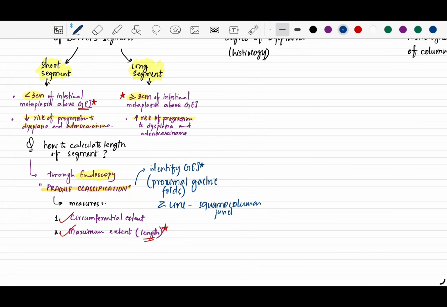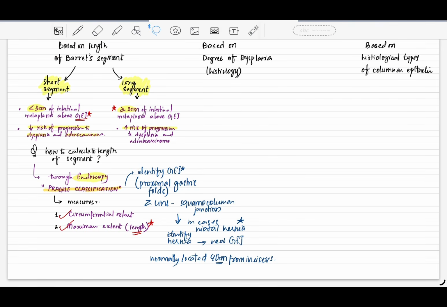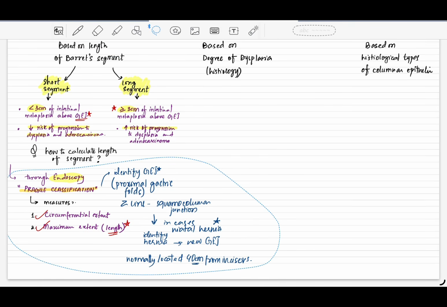After that, it is important to note that in cases of hiatal hernia, where we discussed that the gastroesophageal junction was moving proximally upwards, we have to identify the hiatal hernia first, and then identify the new gastroesophageal junction. The gastroesophageal junction is normally located 40 centimeters from the incisors. However, this is not a benchmark. Let's also discuss it through a few pictures.